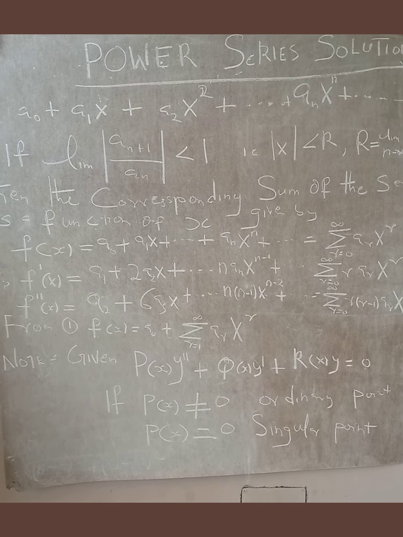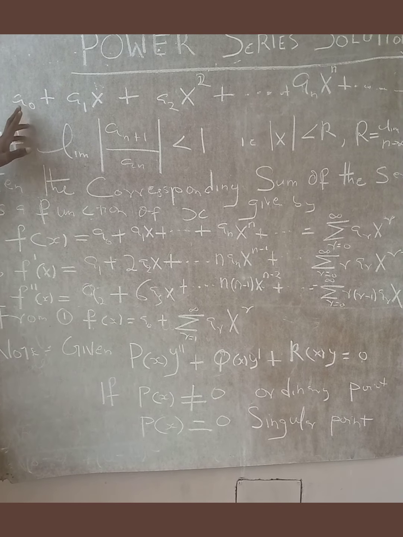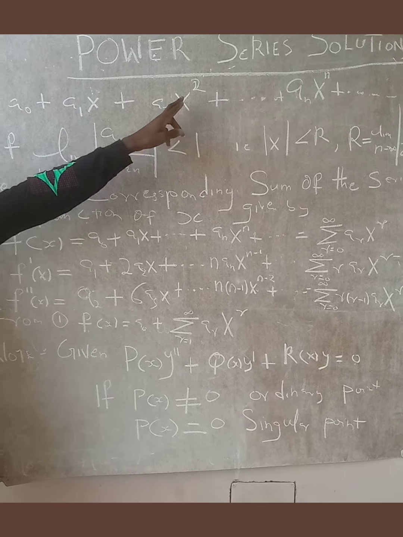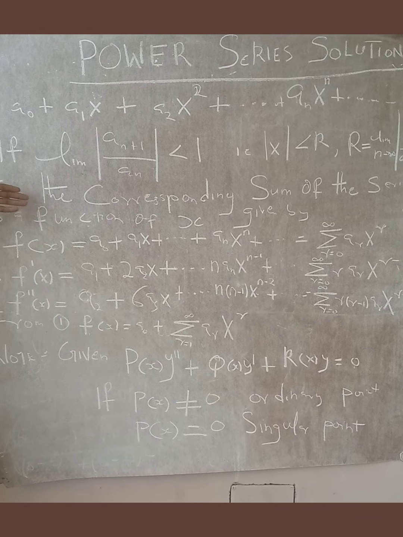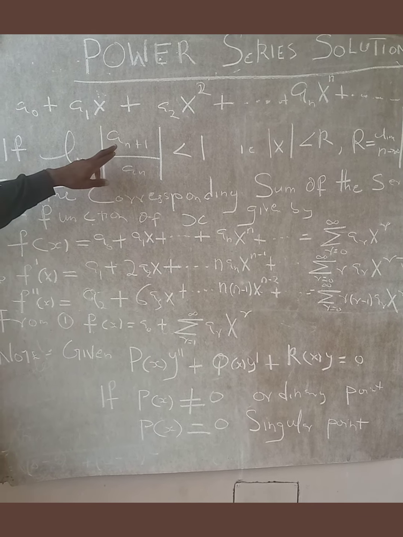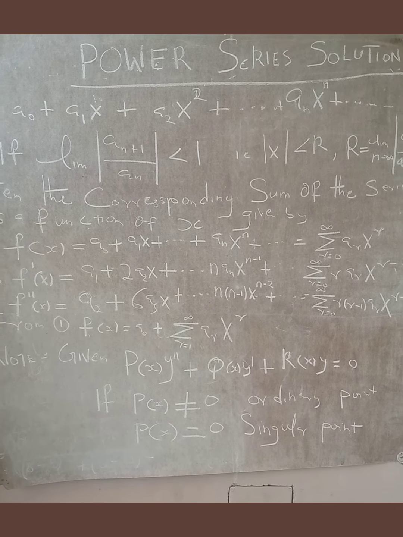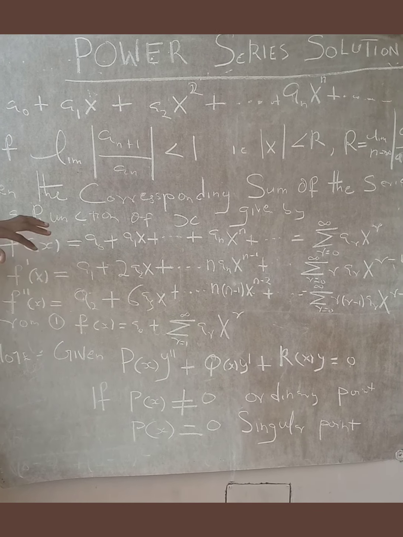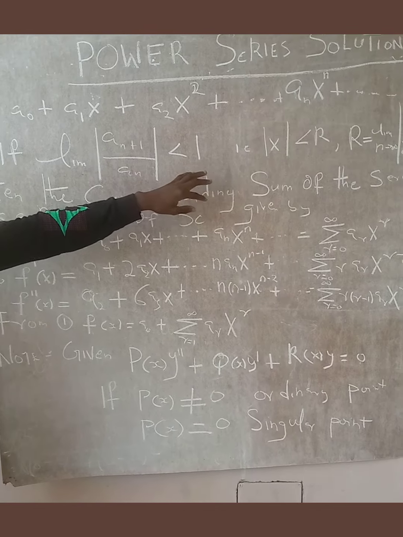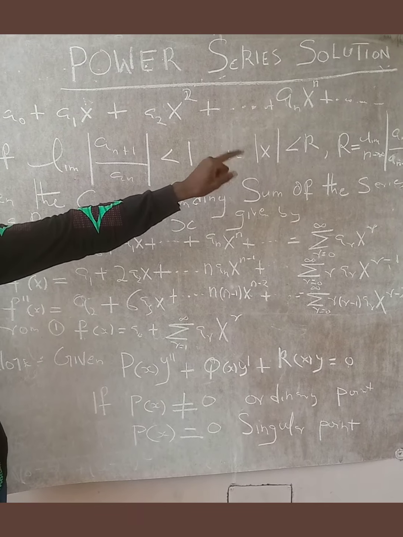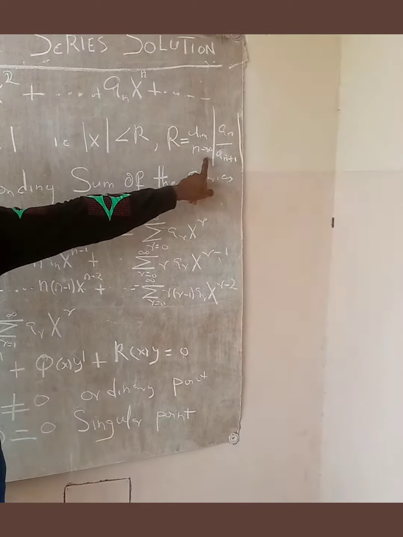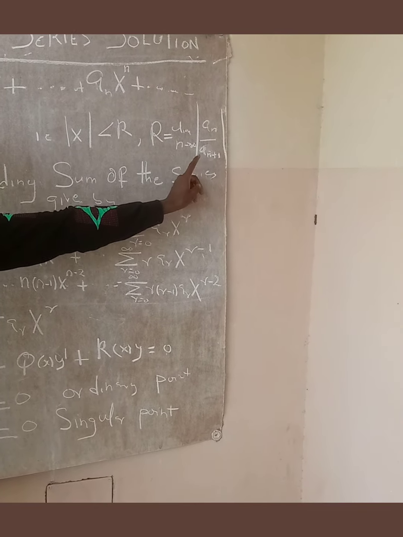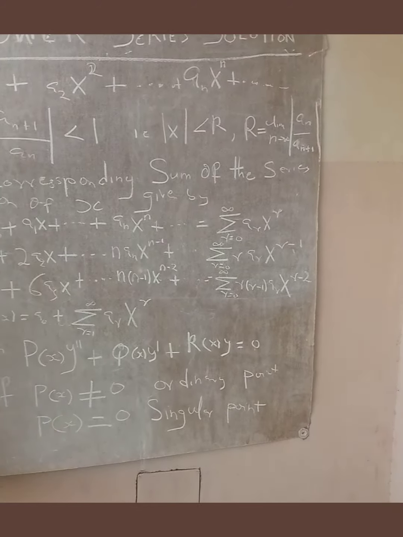So for this condition, we have a0 plus a1x plus a2x squared dot dot dot an x raised to power n dot dot dot. Now for this condition to be satisfied, we take the limit of the absolute value of a_(n+1) over a_n, and it must be less than 1, that is the absolute value of x is less than r, where r is equal to the limit of a_n over a_(n+1) as n tends towards infinity.